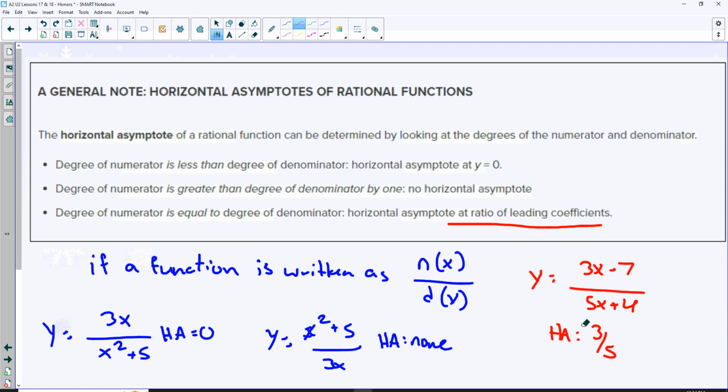And that's because what ends up happening is if you plug a large number in for x, you're going to get 3 times huge minus 7, which is essentially 3 times huge, divided by 5 times huge. And that kind of gets ignored. So what you have is 3 times huge over 5 times huge. The huges cancel, and you get 3/5. That's what this function is definitely saying.